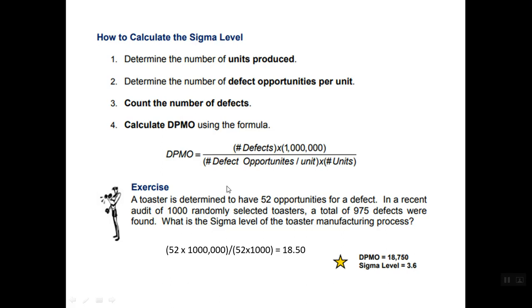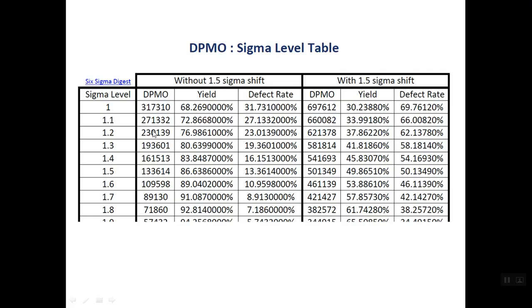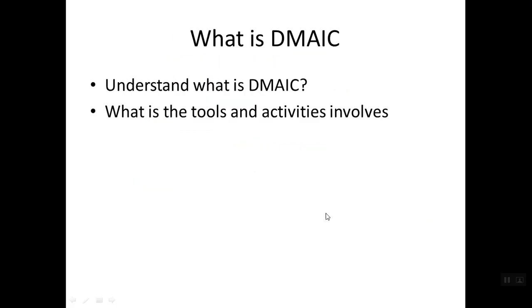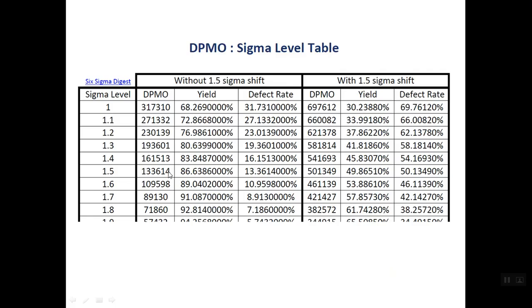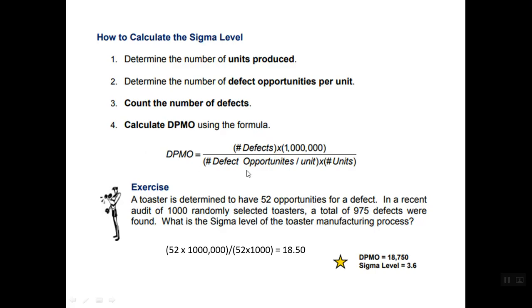From this, we check the Six Sigma value, the Sigma level. If the DPMO is 18,700, it means 18,700 is around here, between 19 and 16. So we can say that it is about 1.35 Sigma value. So this is the Sigma value for this process.